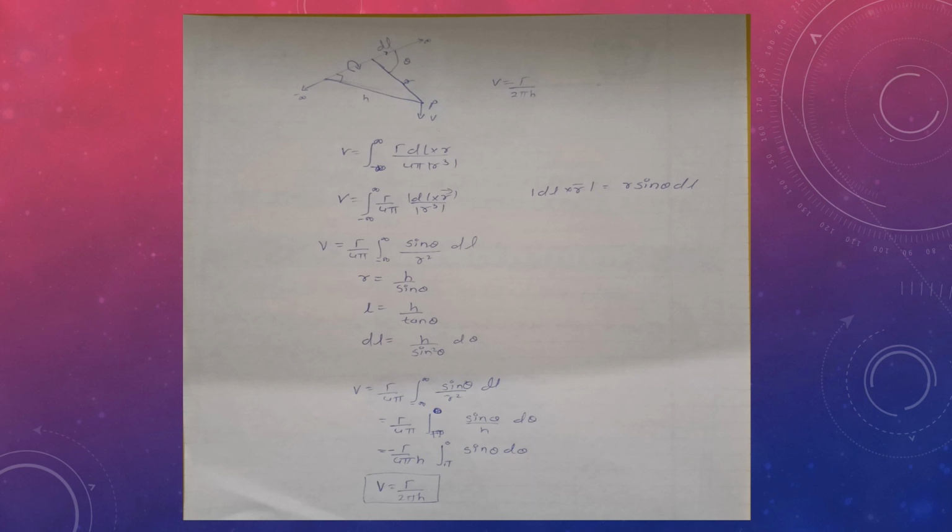Its integration would be the bracket of cos theta from pi to 0. Cos 0 is 1 and cos pi is minus 1, so it will be 2. Then the value of induced velocity will be tau upon 2 pi h, and that's all.